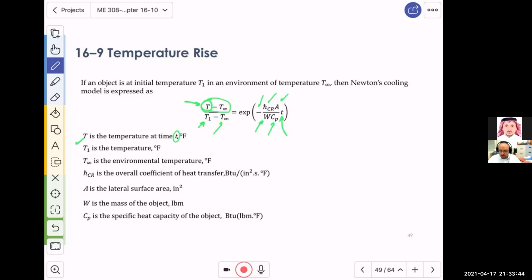And then HR is the overall coefficient of heat transfer, which is measured in BTU per inch squared per second per degree Fahrenheit. Area is the lateral area, or the surface area, which is in inches squared. W is the mass of the object in pound mass, and Cp is the specific heat, measured in BTU per pound mass per degree Fahrenheit.